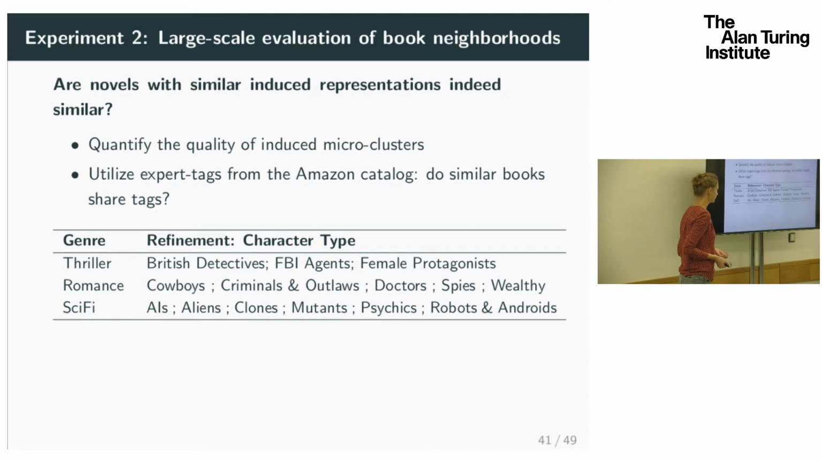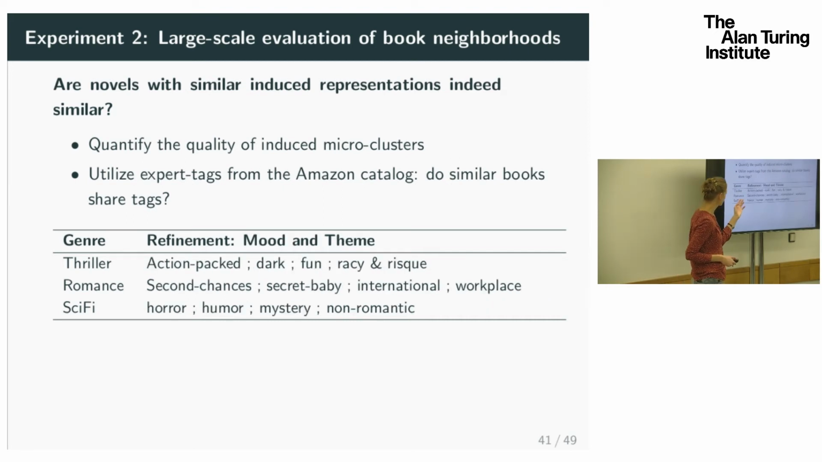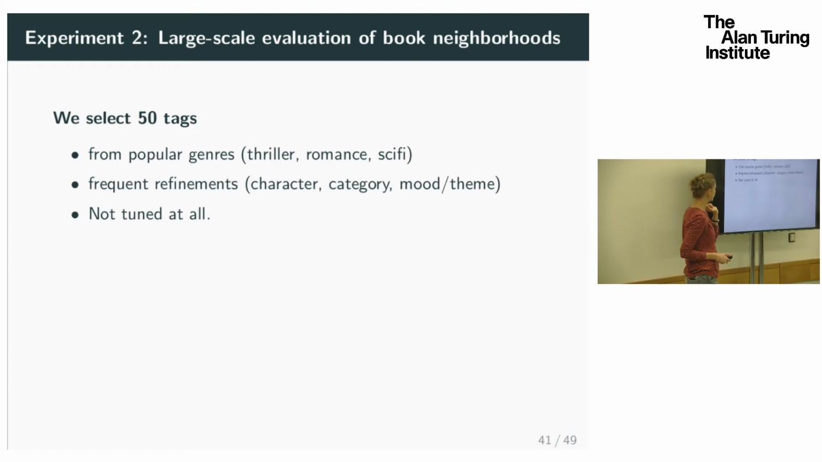And here are some examples for those book tags from the Amazon catalog. So we have character type tags that we use for thrillers, for romance, for sci-fi. So there are different types of characters that appear in those genres. Here are some other examples where we look at different moods and themes that appear in genres. And these are just taken from the Amazon catalog. We use 50 such tags from popular genres and those which occur frequently in the catalog, so which are used a lot by the publishers to tag books. And we did not tune this tag set. We selected it very early in the project, and by the time we came to evaluation, we just used this very generic set.